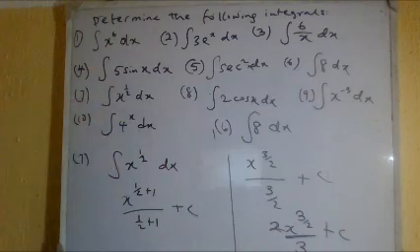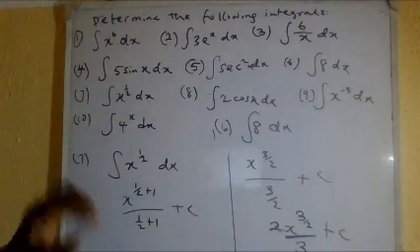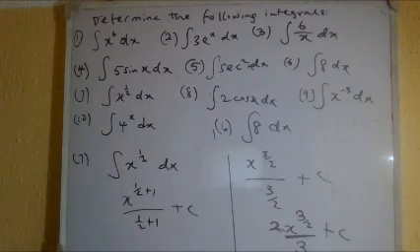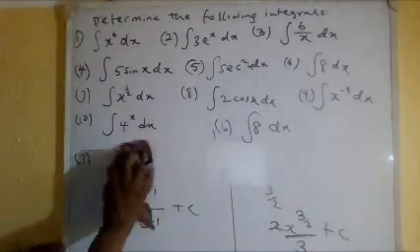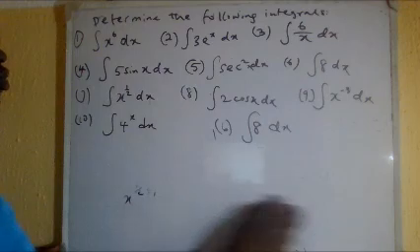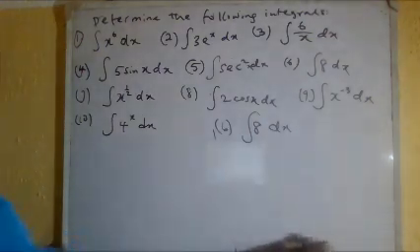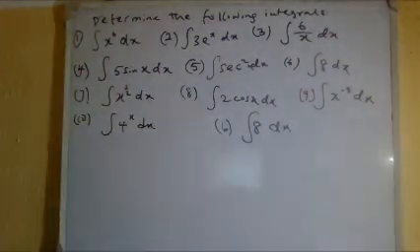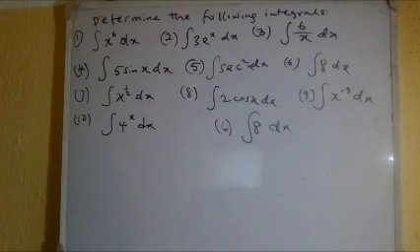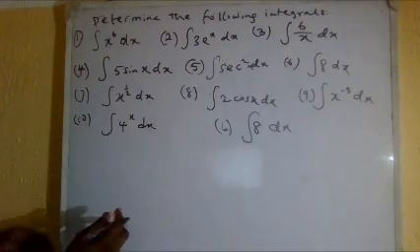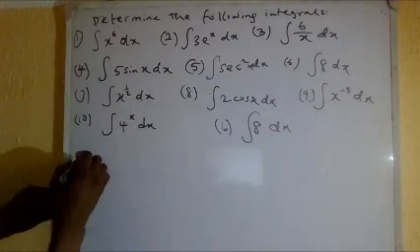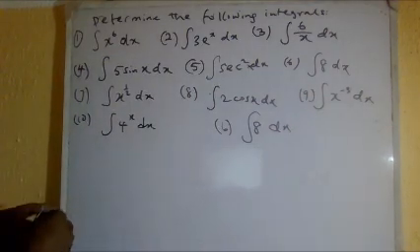Okay, so number 8 is integral 2 cos x dx. And if you check all this, from the answer, if you differentiate, you get back the question. That is what integration means, anti-differentiation or reverse of differentiation. Okay, so we're going to solve number 8.